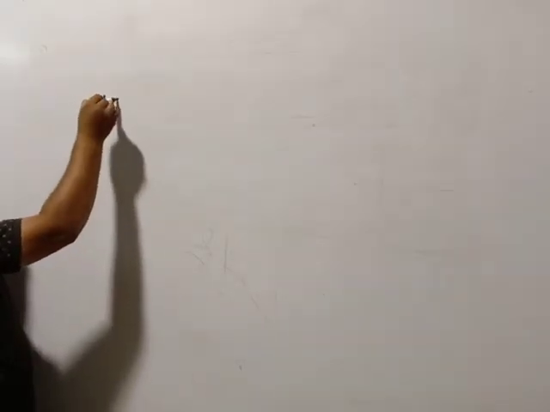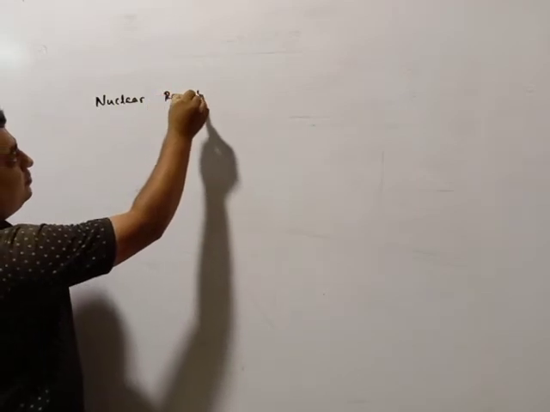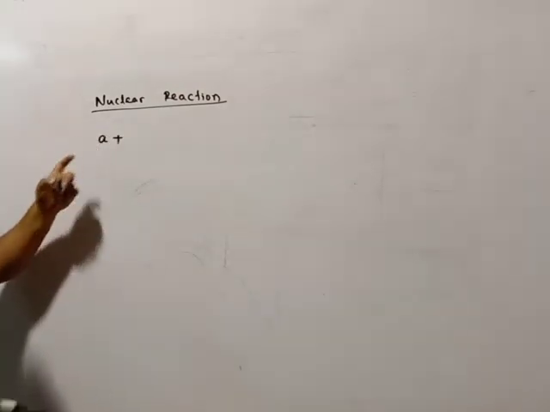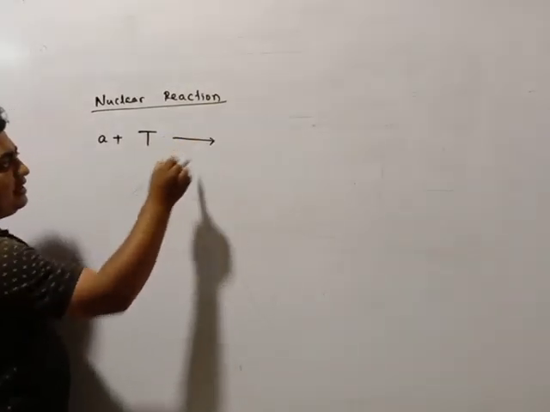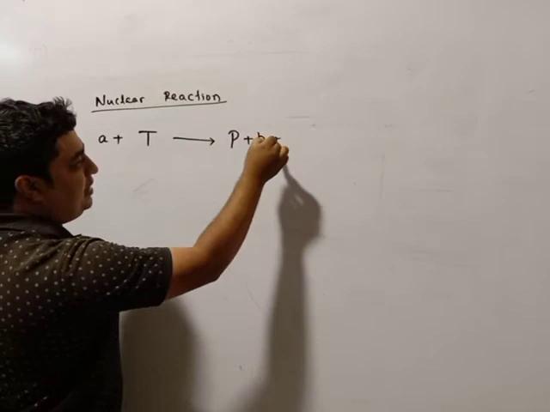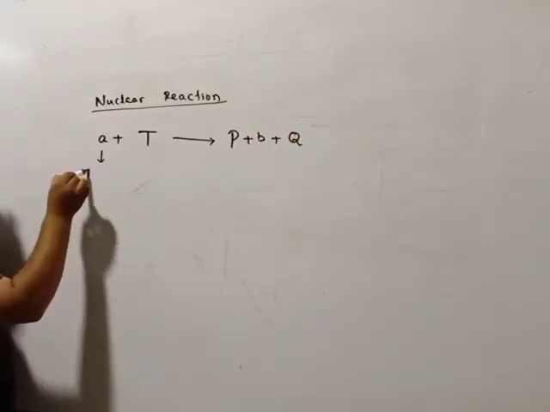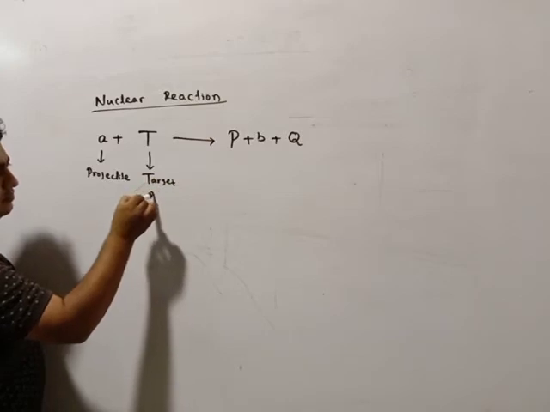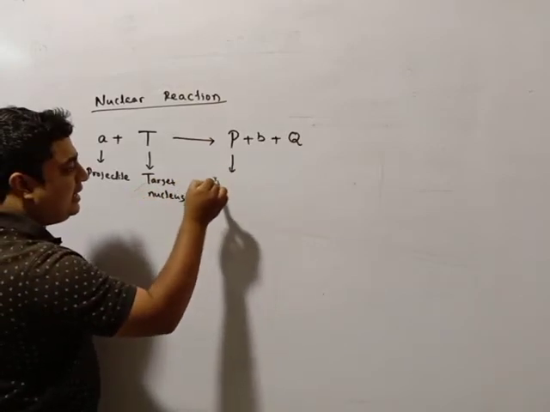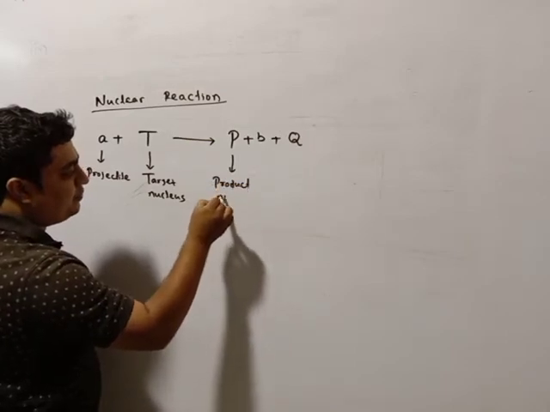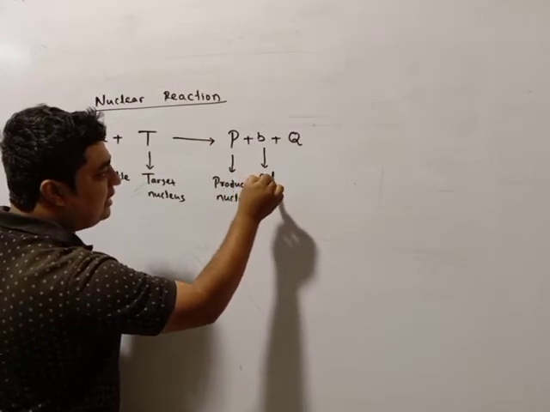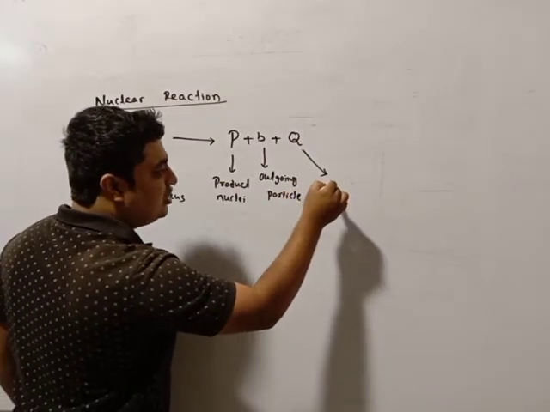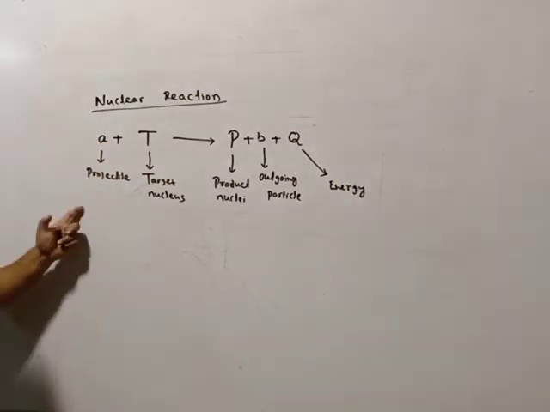Next, we'll go for nuclear reaction. The general form of a nuclear reaction is A plus T gives rise to P plus B plus Q. Here, A is the projectile, T is the target nucleus, P is the product nuclei, B is the outgoing particle, and Q is the energy value, or called Q value, of the nuclear reaction.